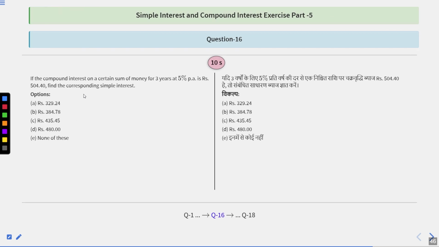Next. If the compound interest on a certain sum of money for 3 years at 5% per annum is rupees 504.40, find the corresponding simple interest. You have 5 options and 10 seconds to analyze the question. Your time starts now. Now time's up. Let's see the solution.